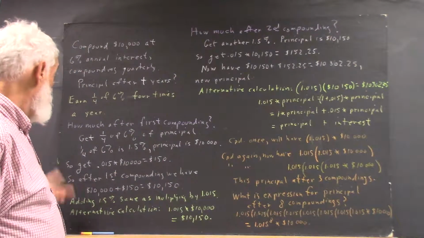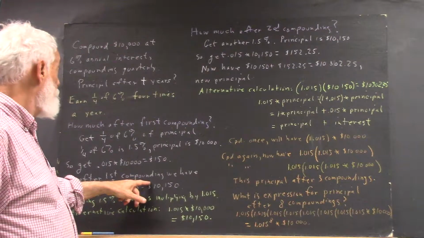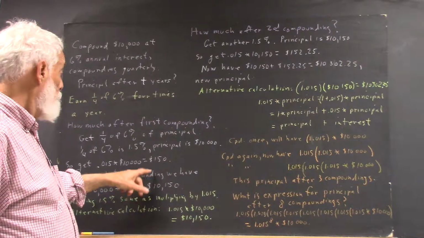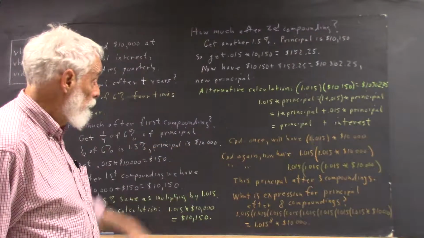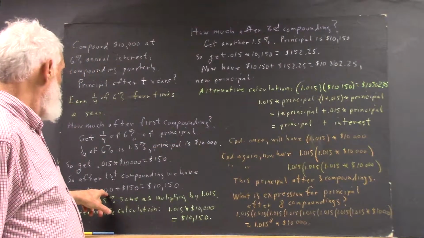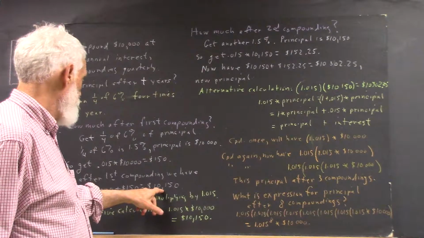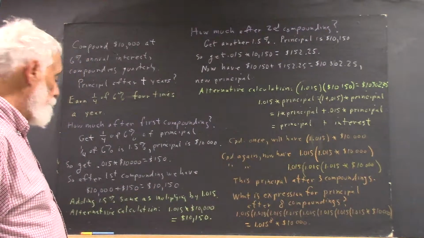Okay, well, that's good. After the first compounding, then how much will we have? Well, we get $150, but nobody takes away our $10,000. We get to keep it. So we're going to have $10,000 plus $150, or $10,150.